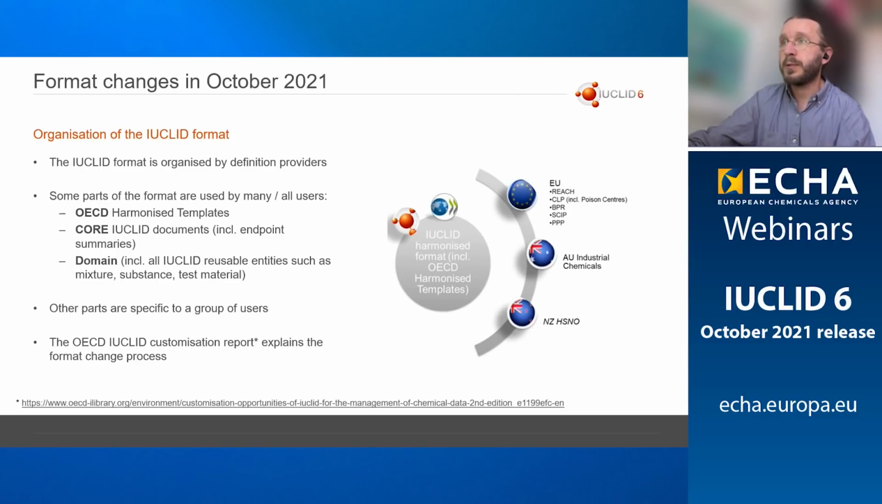We have document formats that are managed at the OECD level, which are harmonized at this level and shared with all Euclid users. As you can see on the right side of your screen, we also have specific legislation format extensions to support specific regulatory needs coming from the EU regulations or the legislation in Australia or New Zealand, for example. You can find more documentation on the format change process, but also on the format organization in Euclid, in a report issued by the OECD about the Euclid customization, and you have a link here on this slide.